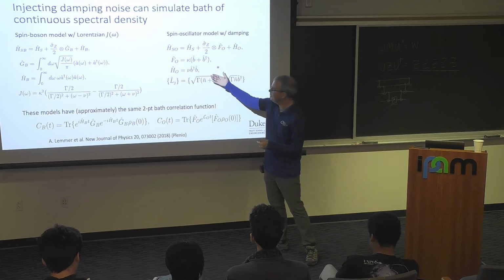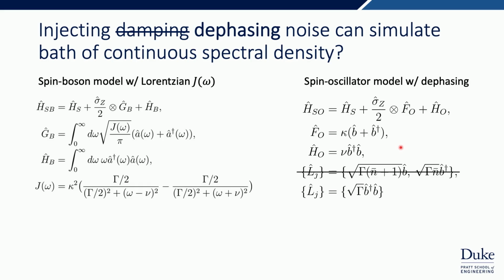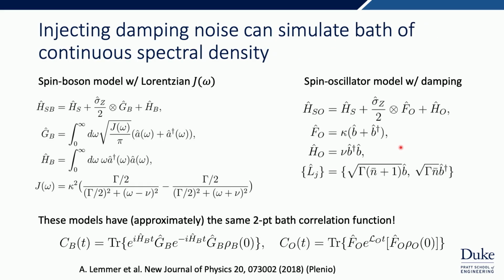And so in some sense, this dissipation term here fakes this whole spectral density up to 2-point correlators. Okay.